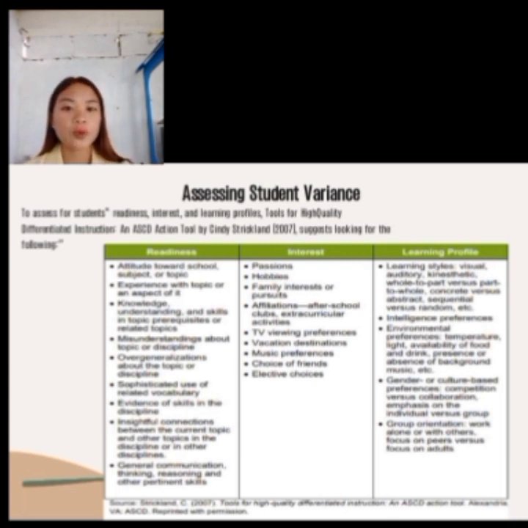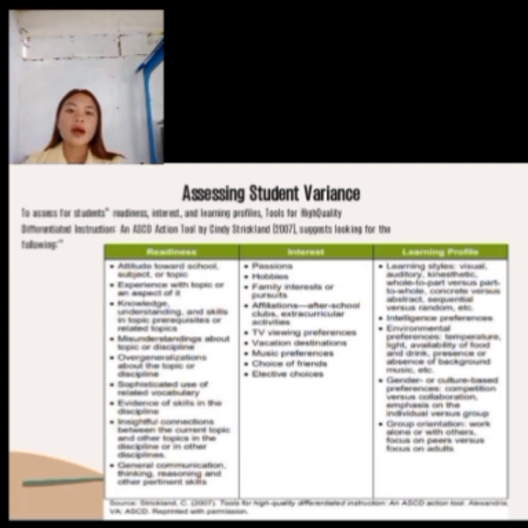Now, learning profile. Learning style: visual, auditory, kinesthetic, whole to part versus part to whole, concrete, abstract, sequential, random, and so on. Intelligence preference. Environmental preference: temperature, lights, food and drink, backgrounds, music, and so on. Gender or culture-based preference. Competition versus collaboration, group orientation, working alone.